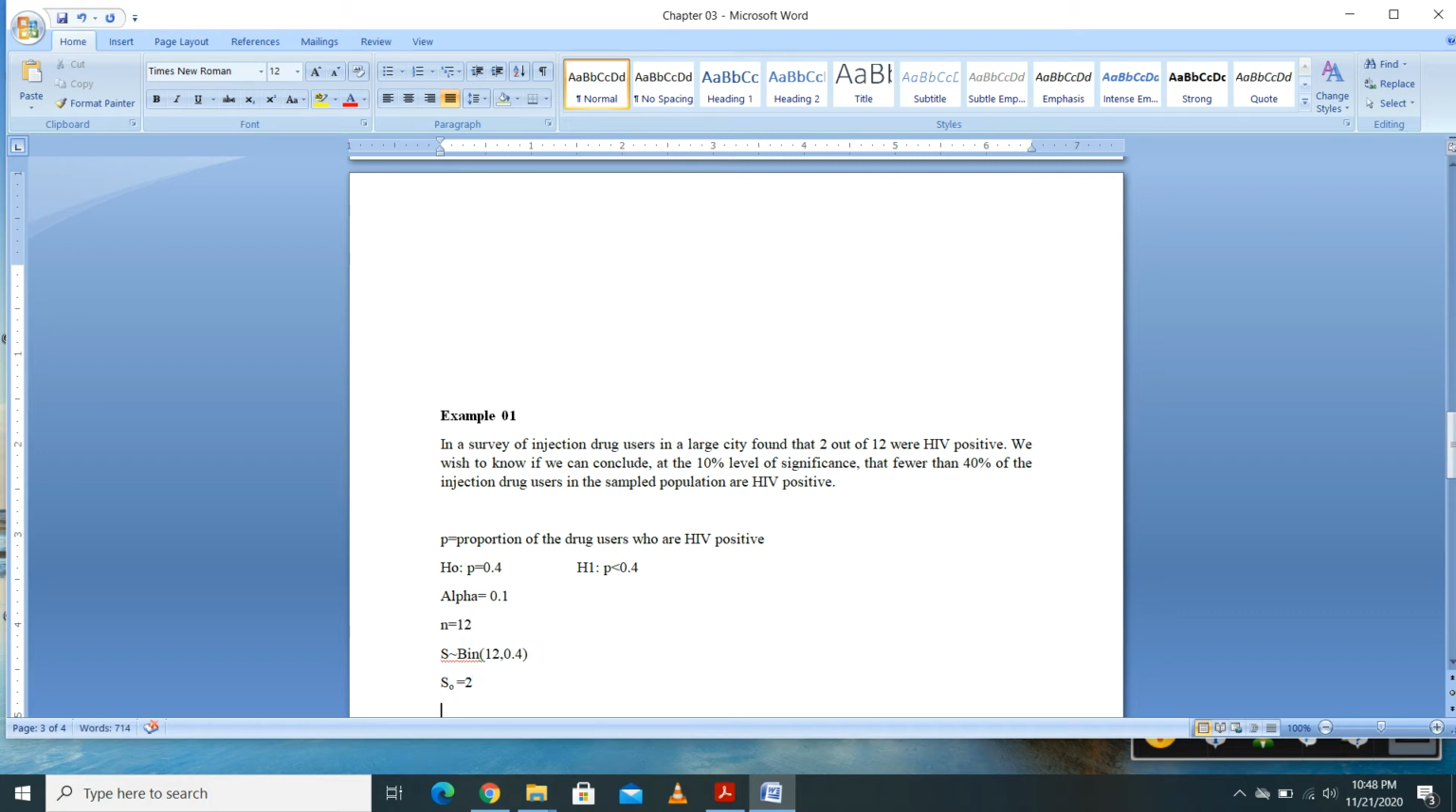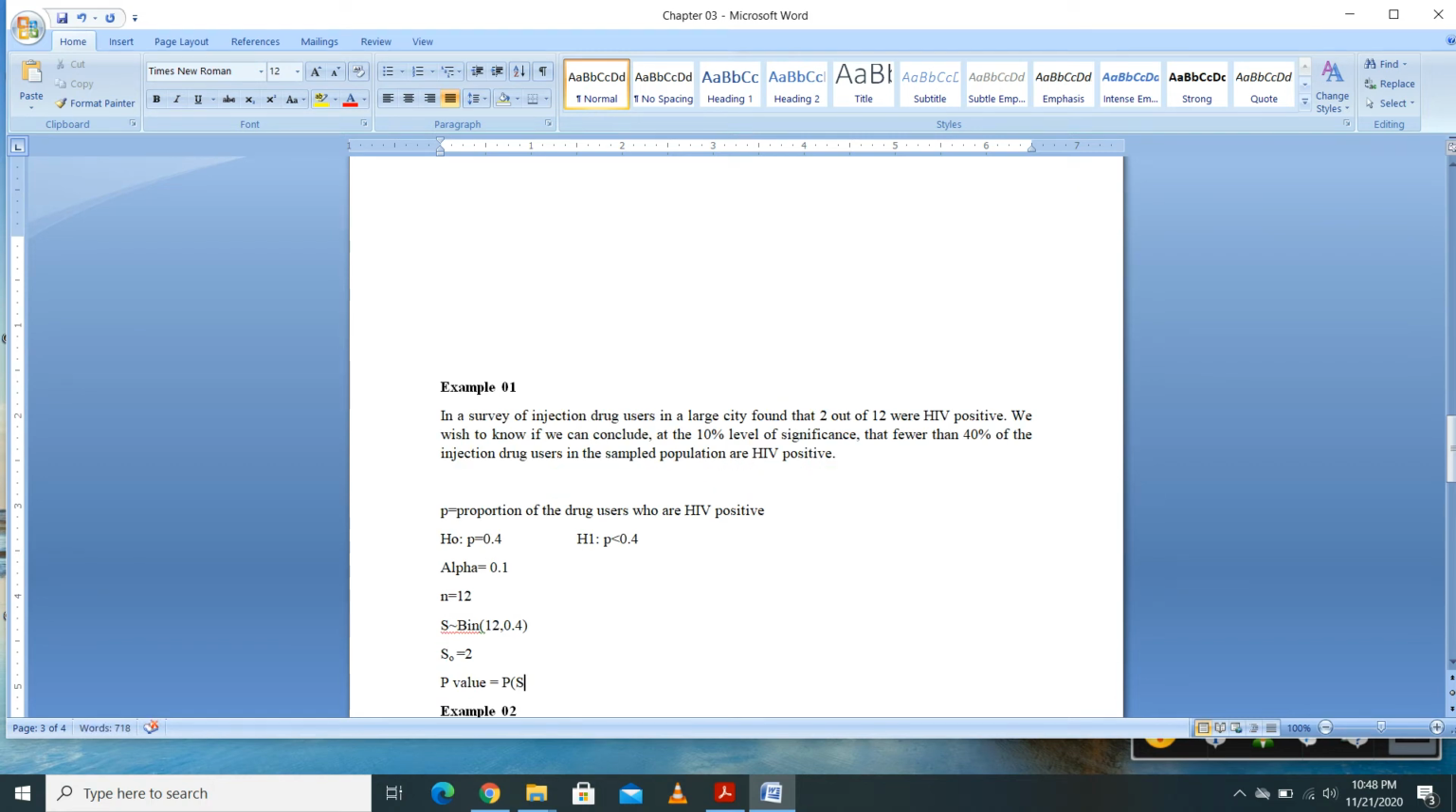We know the hypothesis, we know the test statistic. So the next thing is how to calculate the p-value. I have given you the formulas for how to calculate the p-value. So in this case, the p-value is equal to the probability that our test statistic is less than or equal to the S naught value. Here the S naught value is equal to 2, given that the sample size is 12 and the p naught value is 0.4, that is what we are testing.